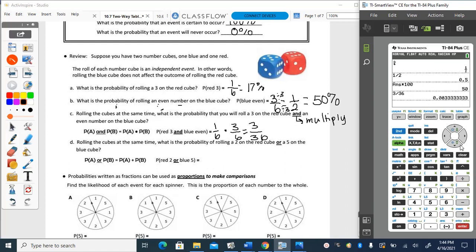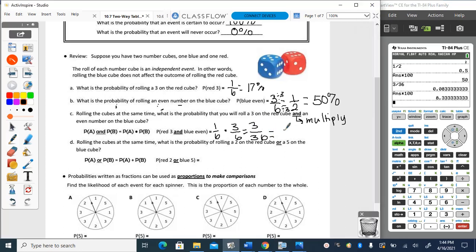What's 3 divided by 36? That's 0.083, times, nope, not divided, sorry, times 100. And what do we get? We only want the whole number, so that would be 8%. You have an 8% chance of rolling a 3 on the red dice and an even number on the blue dice.